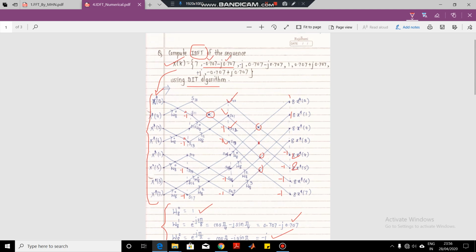So a slight change in the FFT algorithm can help us to compute the IDFT using these FFT algorithms.